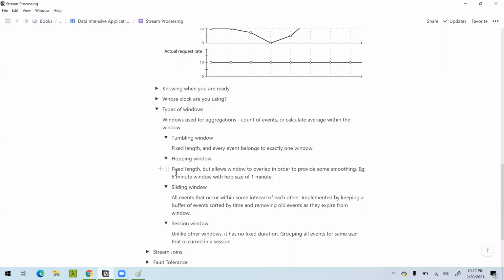What is the use case for hopping window? Yeah, that's a good question. I have not used hopping window. Has anyone used hopping window? I have used sliding or tumbling.